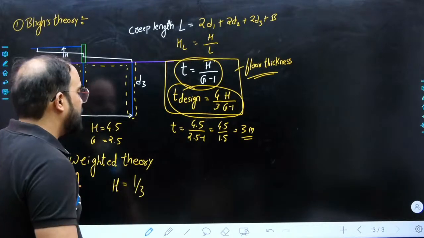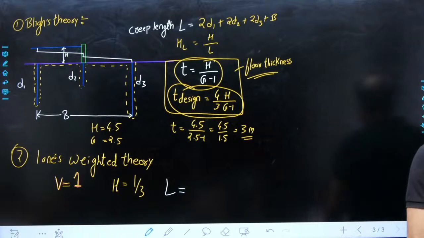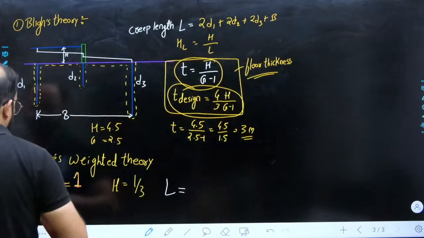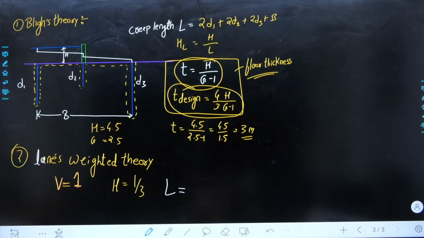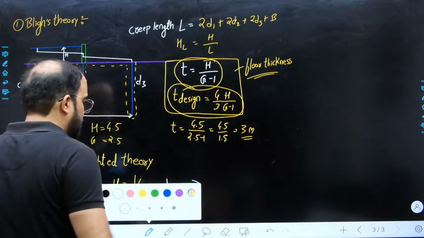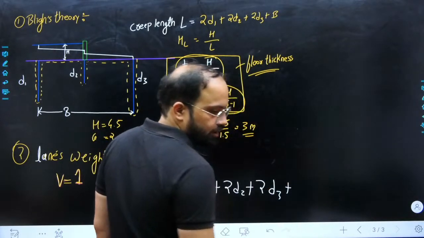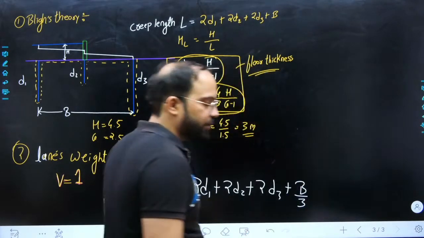Now, tell me guys, according to Lane's weighted theory, what will be the creep length? The creep length will be equal to 2d1 plus 2d2 plus 2d3 plus b/3. Very good Alex, b/3.